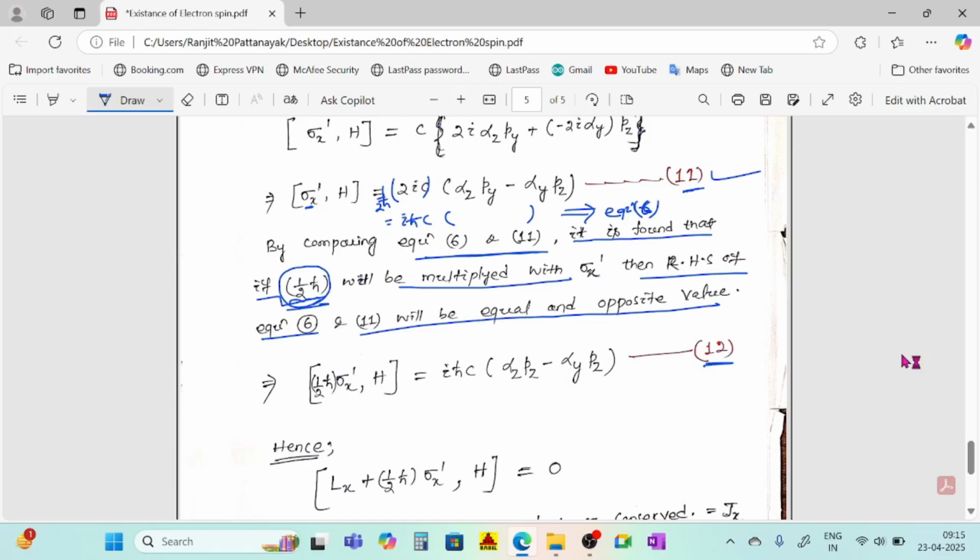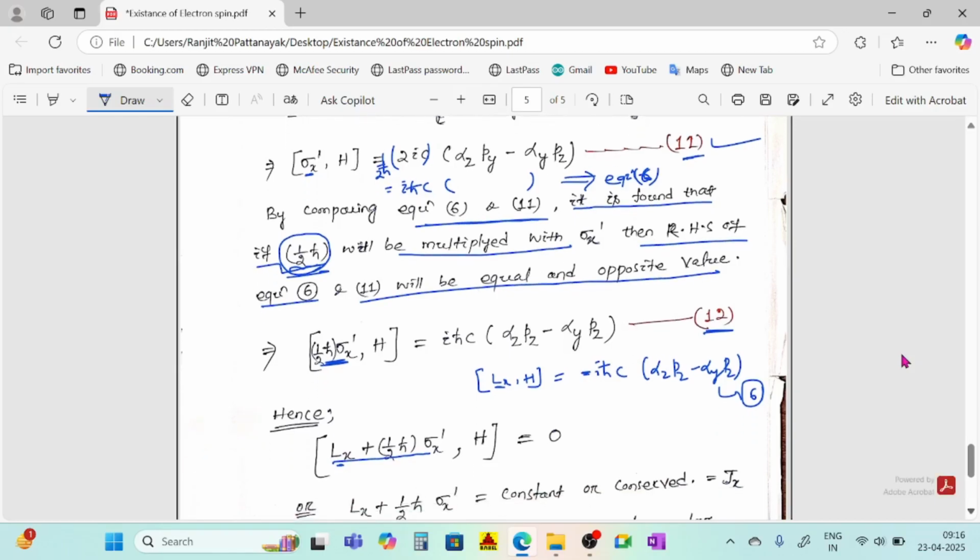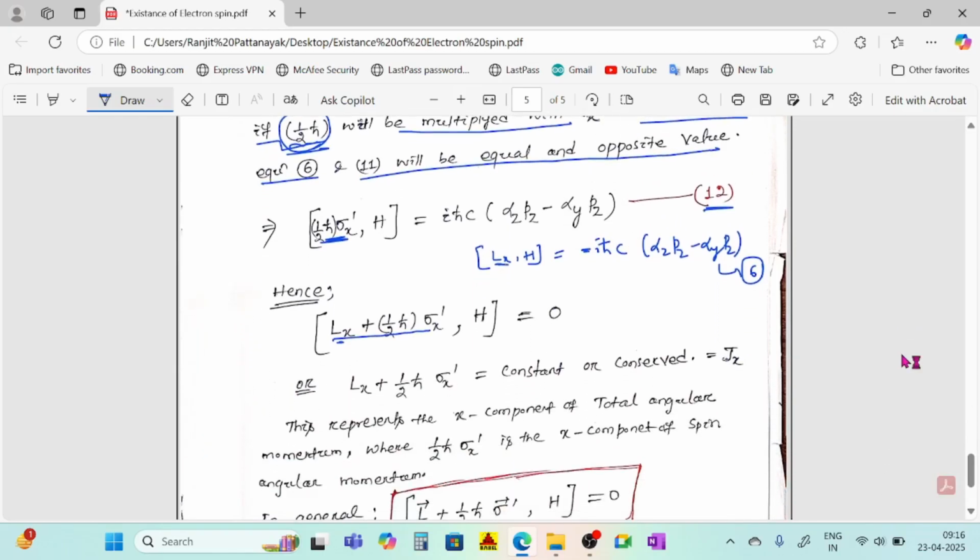Now if I'm going to add Lx, we found Lx with h. How much we found? We found minus i h cross, alpha z pz minus alpha y pz, which is your equation number 6. Now if I'm going to add Lx with this factor here, and this factor value is plus this much, and this commutation value is minus this much. Both are same but opposite. If I'm going to consider the sum of these two terms, two operators, Lx and this term, then the commutation will be 0. This is the most important expression that you have to write.